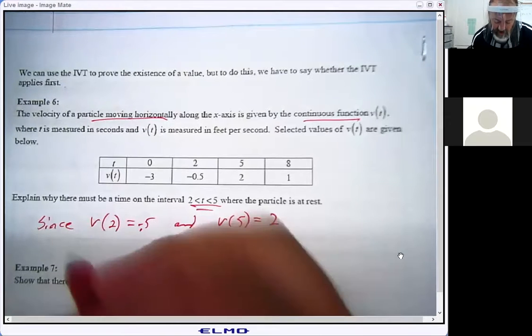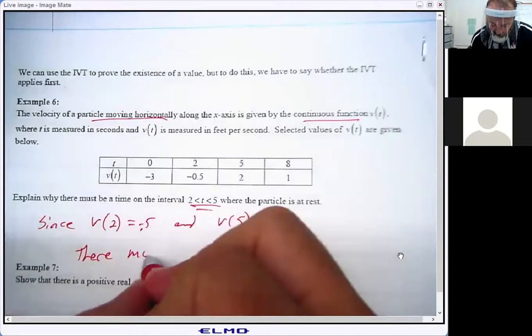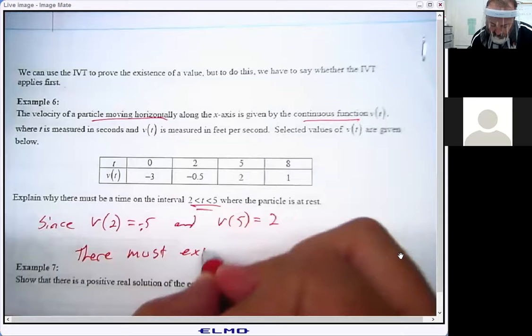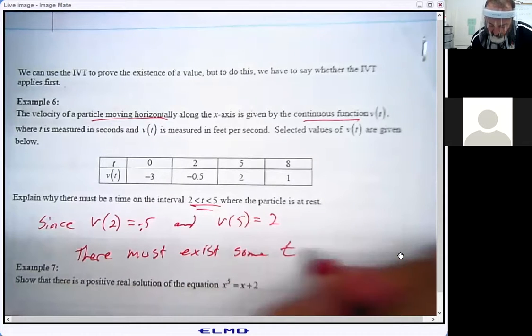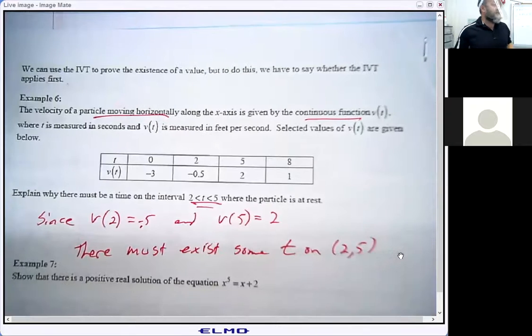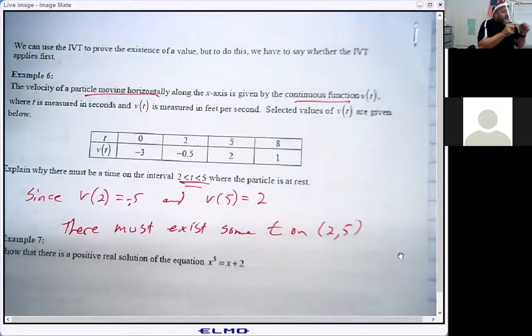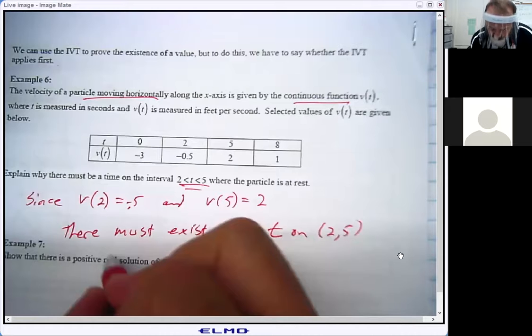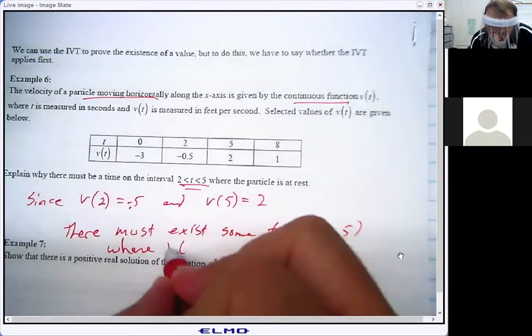So there must exist some t on 2 to 5. You follow that? It couldn't be at 2, it couldn't be at 5, because we already know what the answers were at 2 and 5. Where what would be true? V of t would be 0.